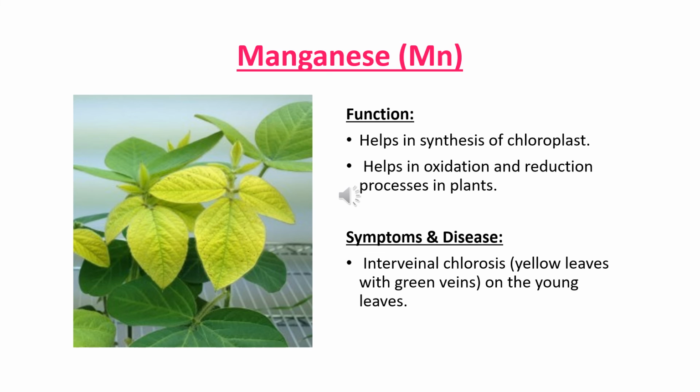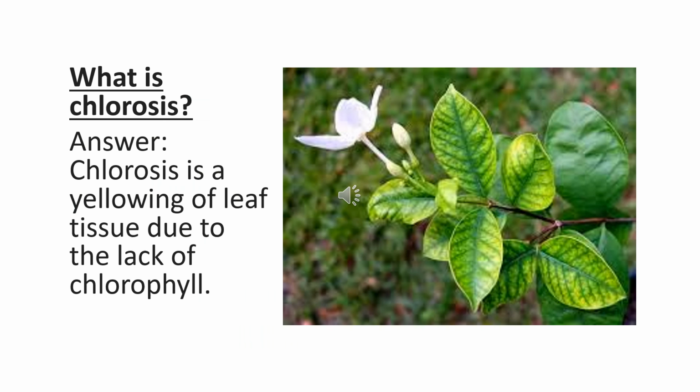Manganese. It helps in synthesis of chloroplast. Also helps in oxidation and reduction processes in plants. That means it takes part in respiration. And what are the symptoms that can be seen? Interveinal chlorosis on the young leaves. That means chlorosis occurs in young leaves. That means new leaves.